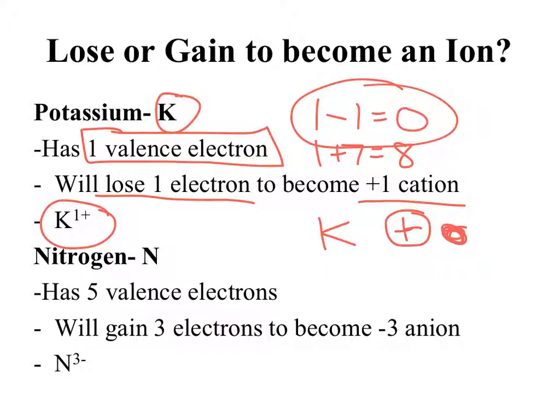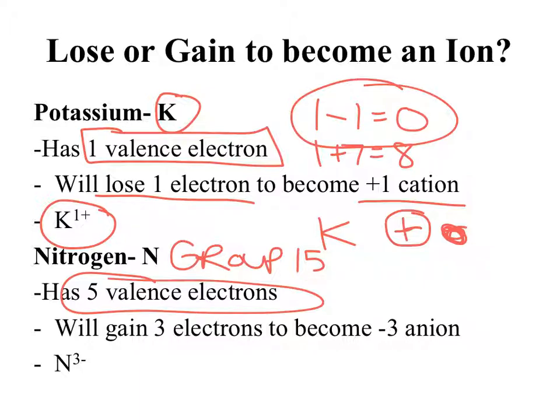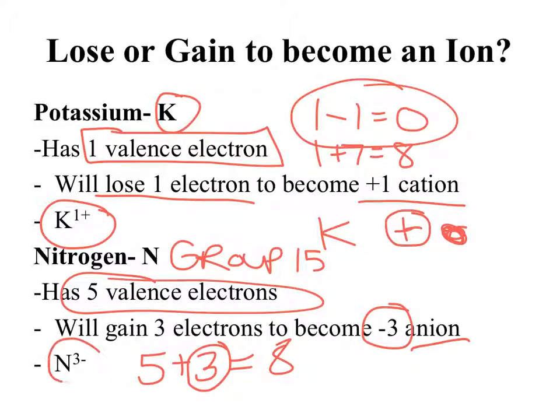Now nitrogen, different story. Nitrogen is in group 15 on the periodic table. Check for yourself. That means it has 5 valence electrons, which means if it has 5 electrons, it'd rather gain 3 than lose 5. So if it gains 3 electrons to get 8, that means you have a -3 charge and it becomes an anion because you added 3 negatively charged electrons. And overall, nitrogen gets a 3- charge.